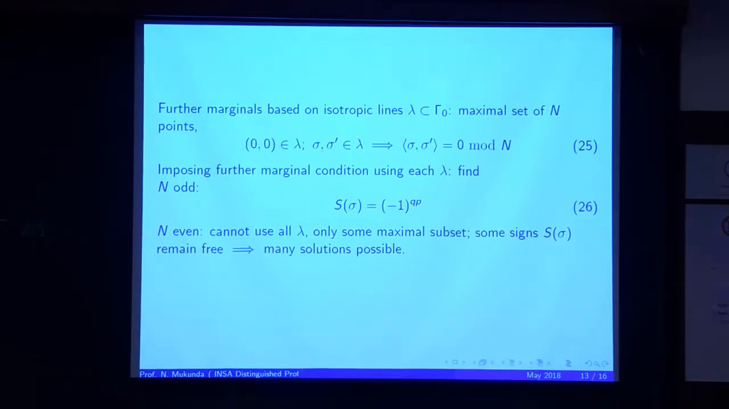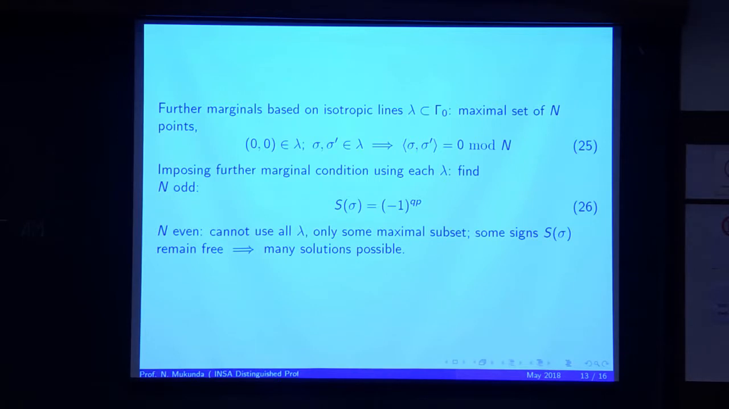So for this, we have to use the idea of isotropic lines in this discrete phase space. An isotropic line is a maximal set of n distinct points, including the origin in the phase space, with this property: any 2 points on this line should obey this condition, that is, the symplectic scalar product of those 2 points should be 0 modulo n.